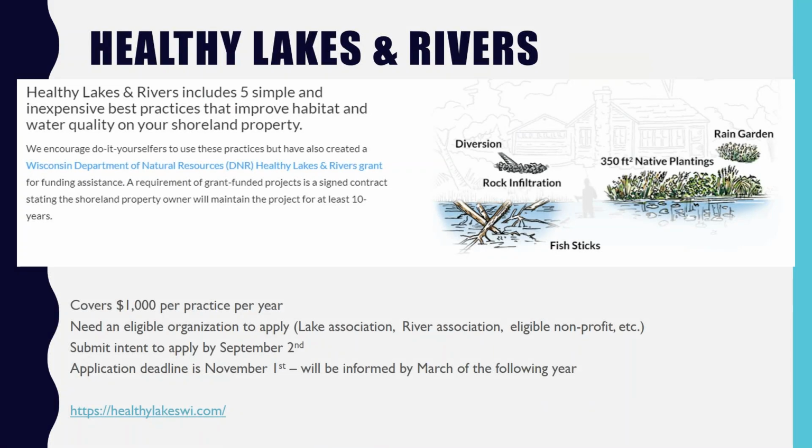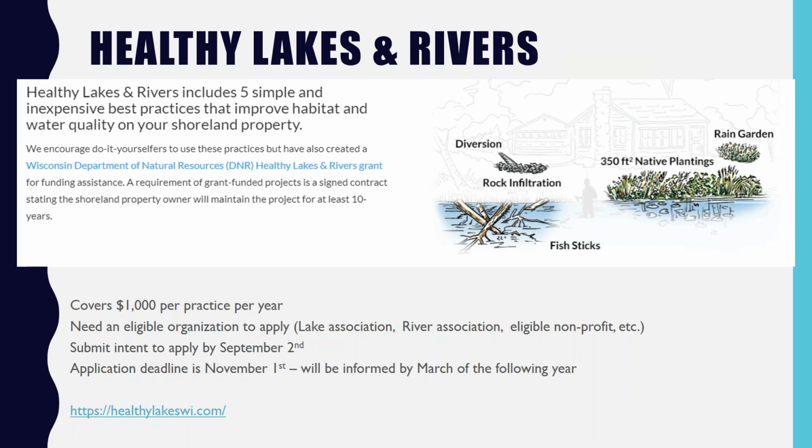The other option for funding are the Healthy Lakes and Rivers grants. As you can see from the picture, it includes 5 different practices. So the native plantings and the rain gardens, like we talked about, and then they also can help with fish sticks, rock infiltration, and diversion. So, if you're interested in some of those, that may be an option. Healthy Lakes grants cover $1,000 per practice.